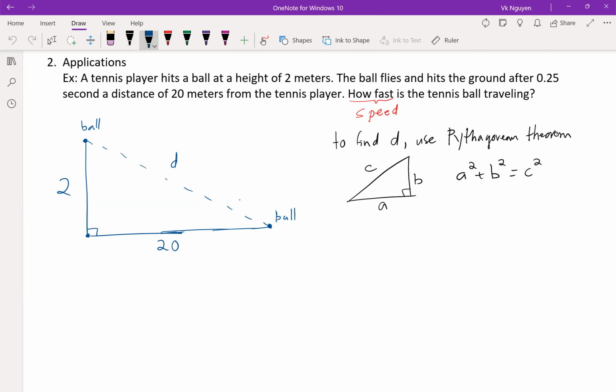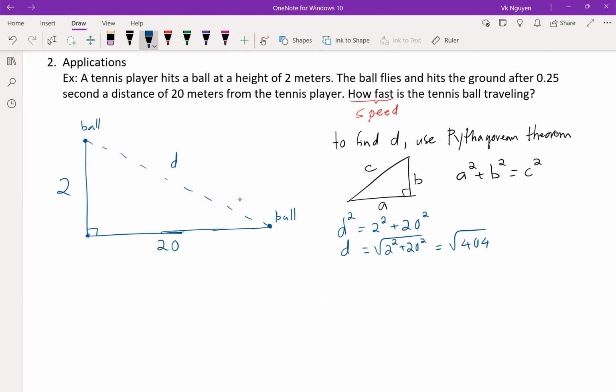Now, how do we use it? Well, we have 2 squared plus 20 squared, and that would equal exactly d squared, meaning that d is going to be the square root of 2 squared plus 20 squared, or square root of 404.